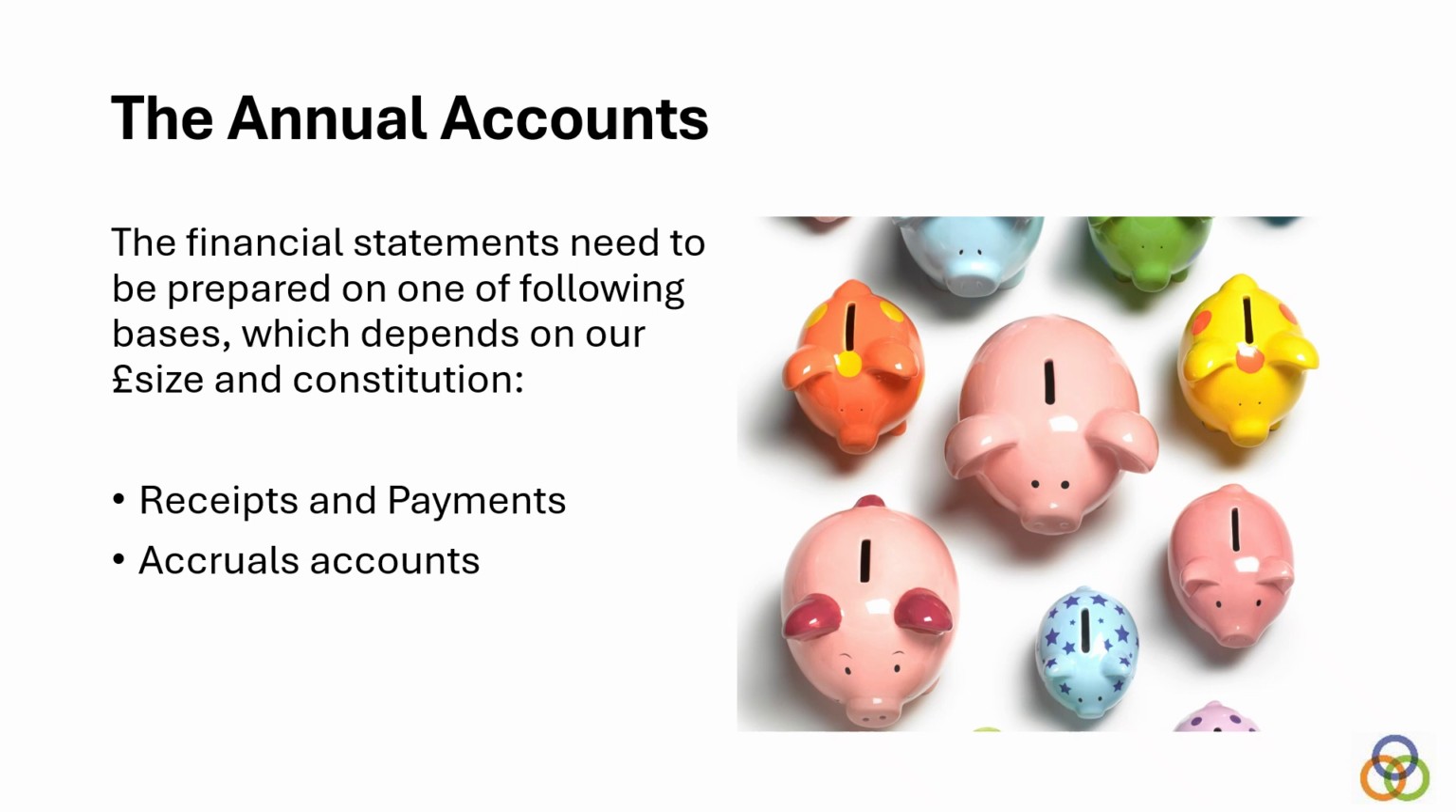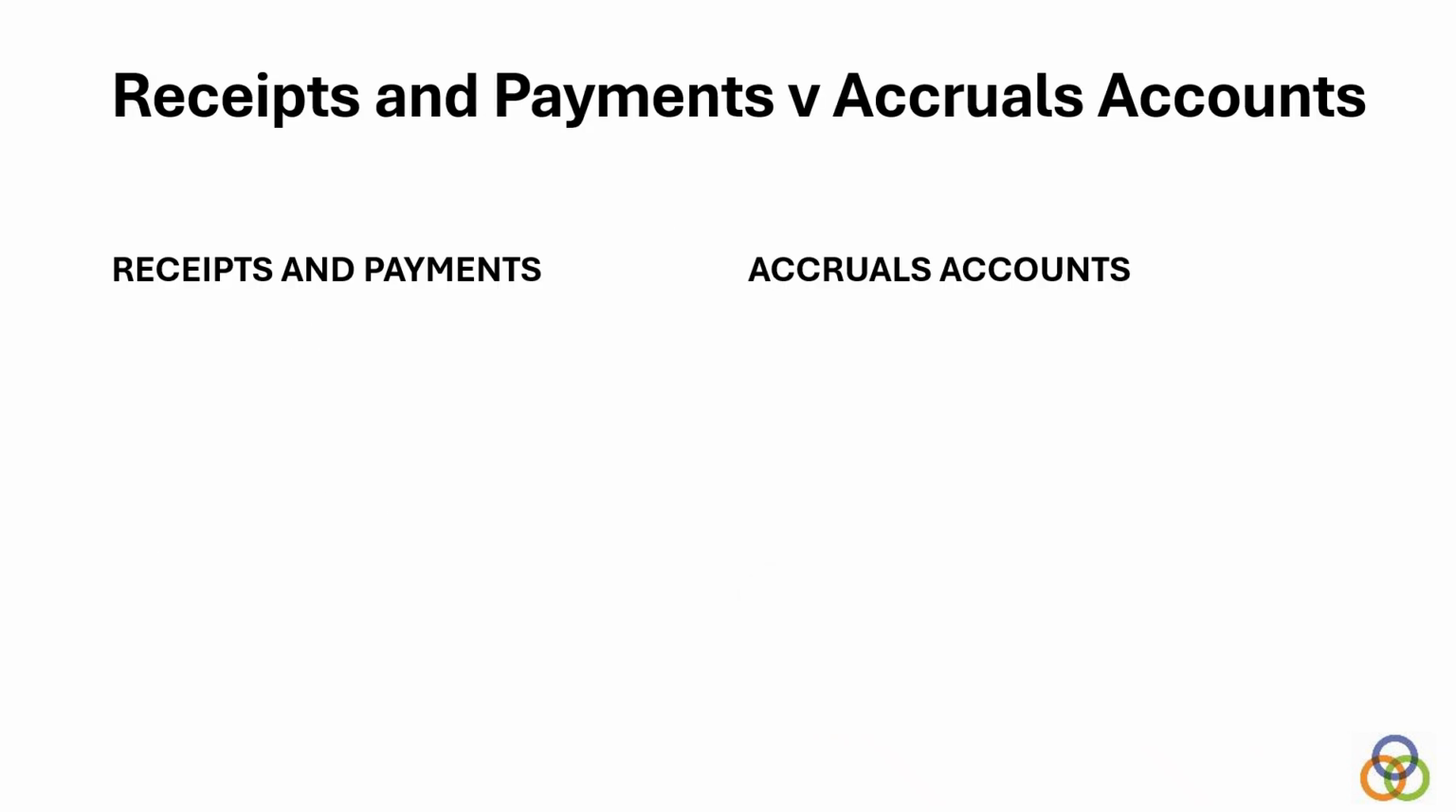The annual accounts, that's the financial statements bit at the end. Now they need to be prepared on one of 2 bases, and which really is determined by our annual income and our constitution. And those 2 bases are either we do it on a receipts and payments basis, or we do it on an accruals basis.